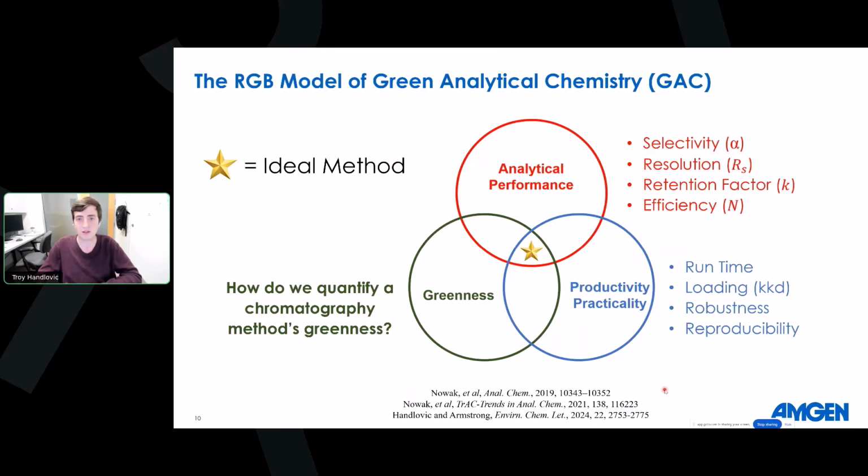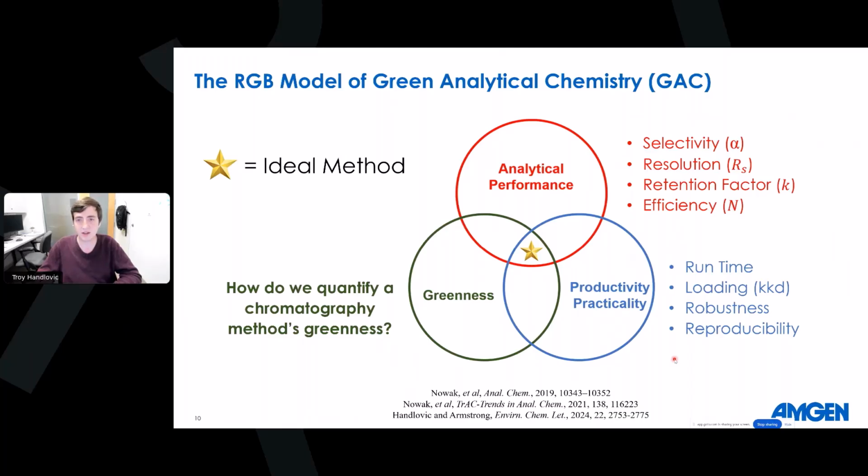So we also have to consider analytical performance, which he assigns to the color red, and productivity and practicality, right? We can't make a method that's very impractical or not very productive, even though it's green, since that'll slow down our workflows and cause a bottleneck situation. And the ideal method, therefore, is in the middle. I have represented by this star, where we balance greenness, productivity and practicality, and analytical performance.